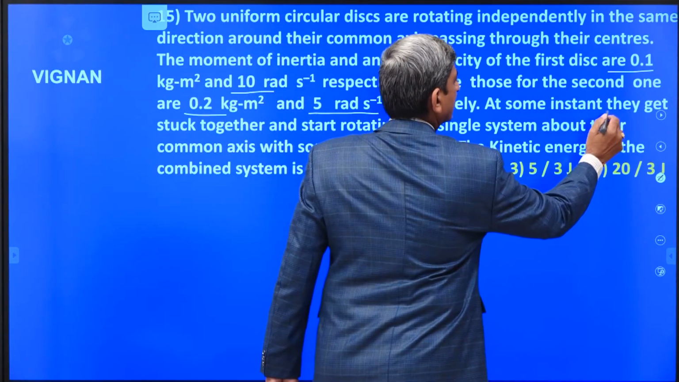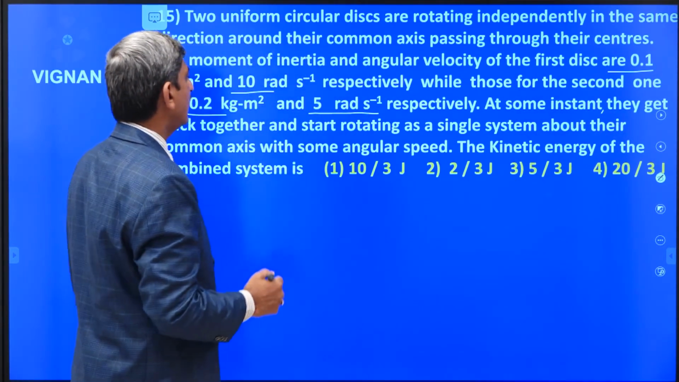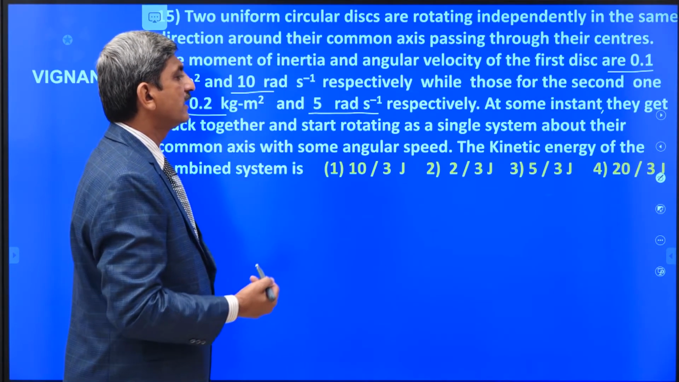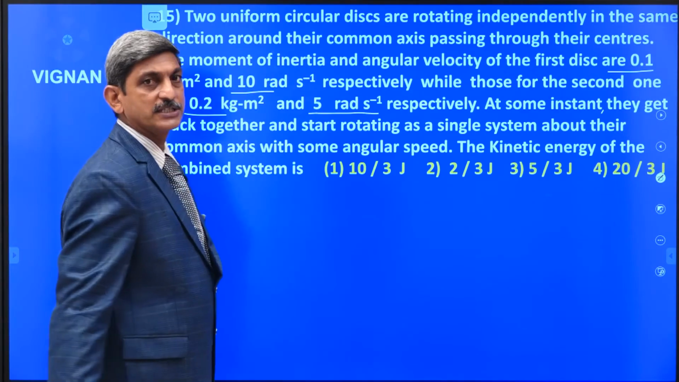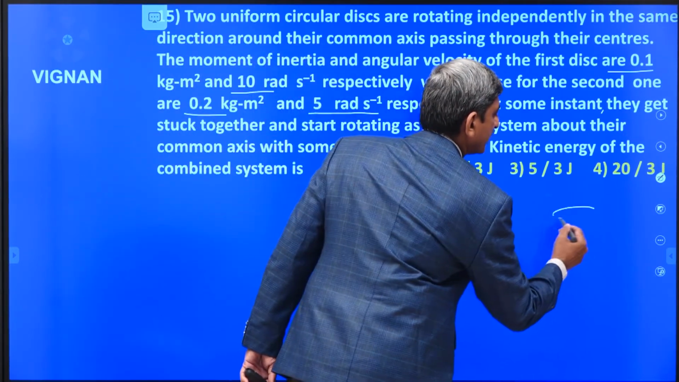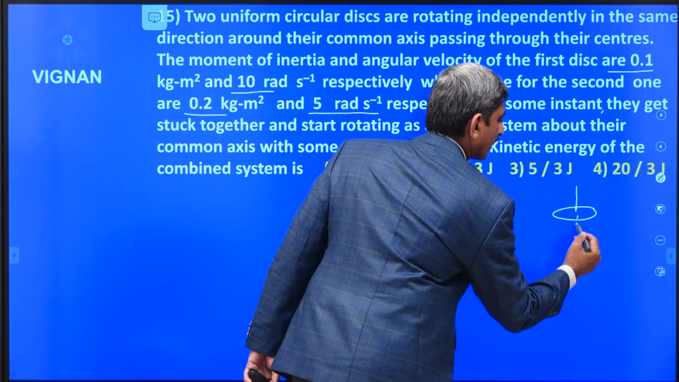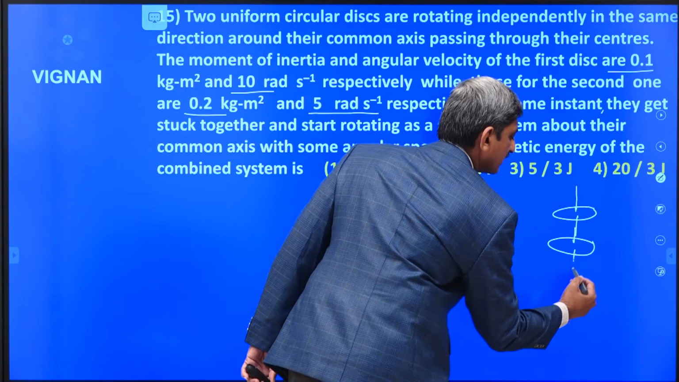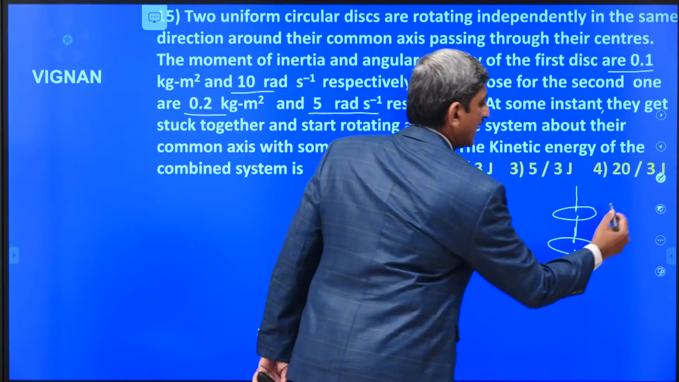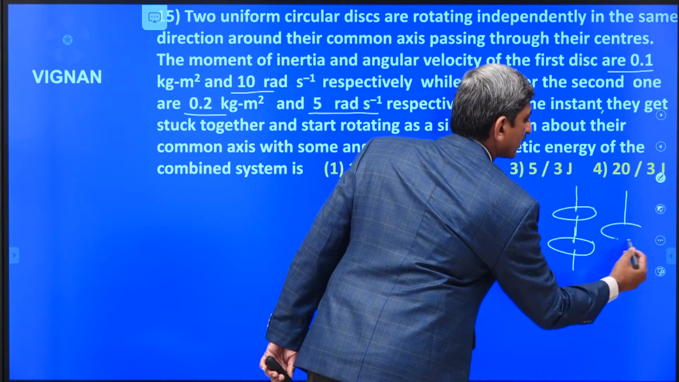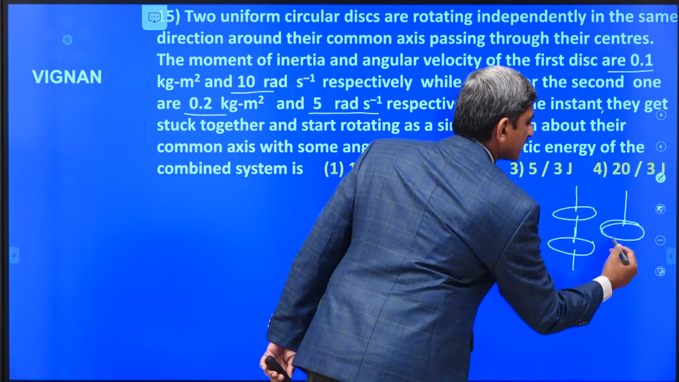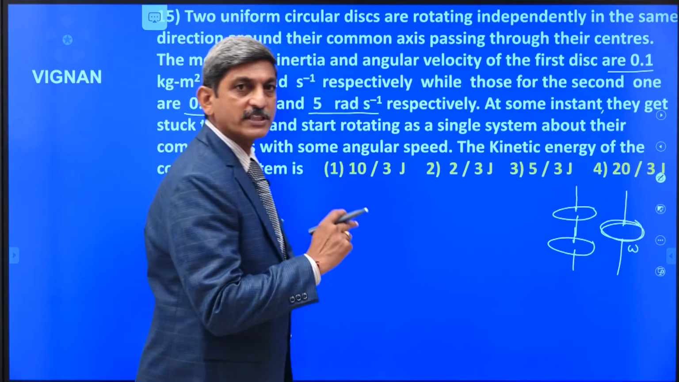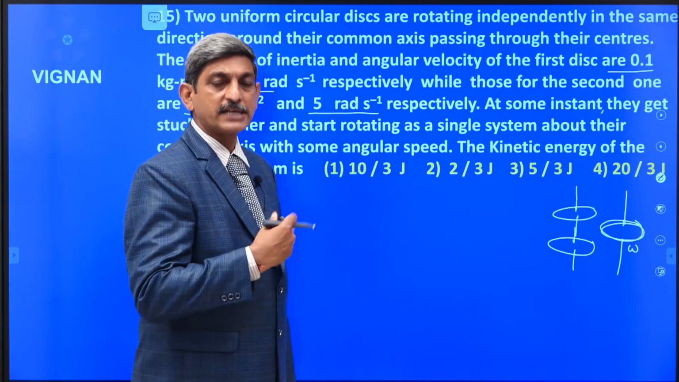At some instant, they get stuck together and start rotating as a single system about their common axis with some angular speed. The kinetic energy of the combined system is dash. Here, this is the first disc. This is the second disc. They are rotating about their own axis with some angular velocities. After some time, the two discs are stuck together like this and the combined system is rotating with angular velocity omega. For that combined system, we have to determine the kinetic energy.